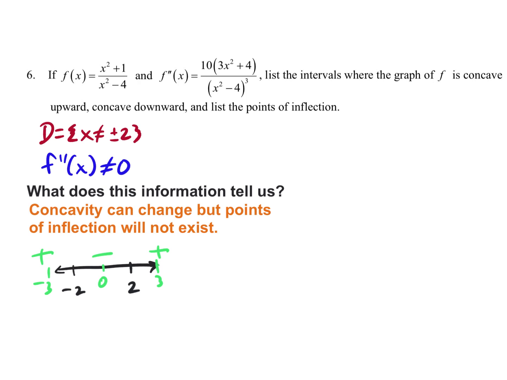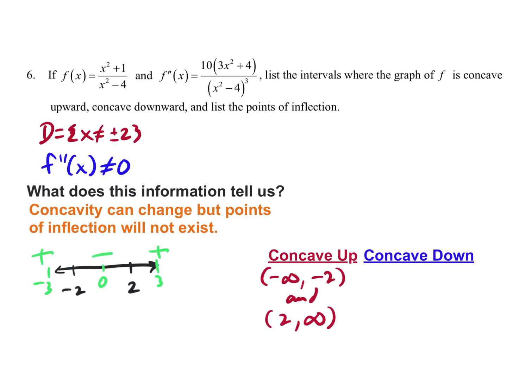In terms of concavity, I set it up the same kind of way. We are concave up from 2 to infinity and from negative infinity to negative 2, and concave down between negative 2 and 2. All right, let's talk about extrema before we run out of time.